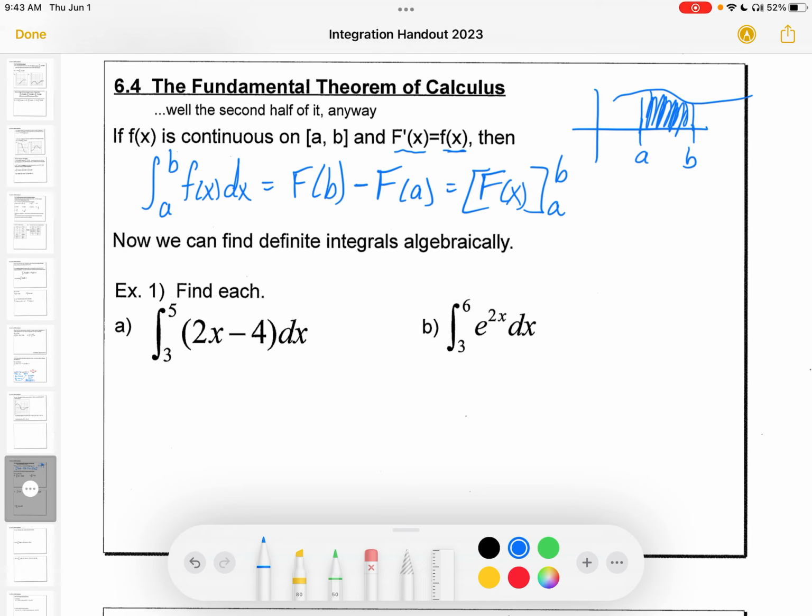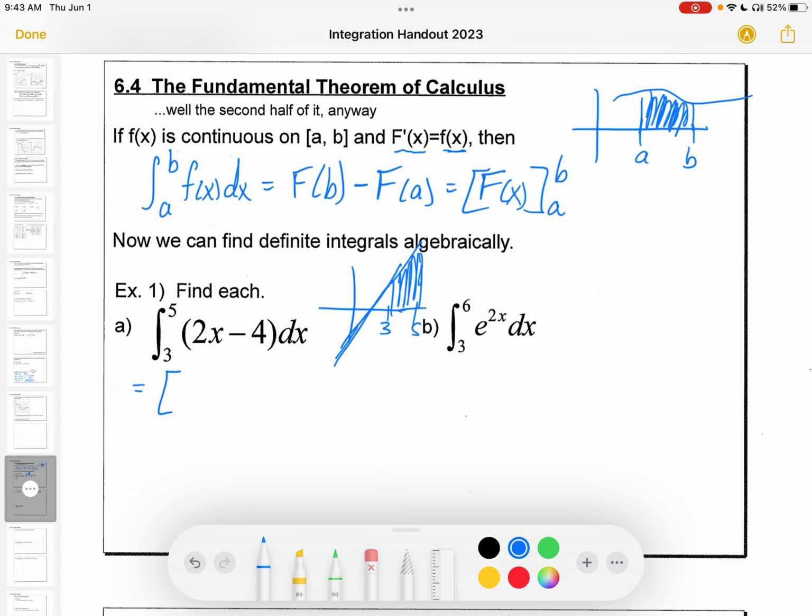Down here we've got the integral from 3 to 5 of 2x minus 4. If I imagine that function, that's a line with a positive slope, and we're looking at the integral from 3 to 5. That's one that you could do with a trapezoid if you wanted to find out what the actual area is. But integration will get us there too. So here are the steps.